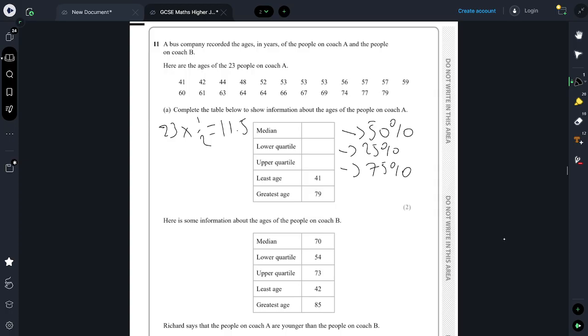So then actually round this up. If you round this up, this is the 12th number. So we want the 12th number on this list. 1, 2, 3, 4, 5, 6, 7, 8, 9, 10, 11, 12. So it's 59.